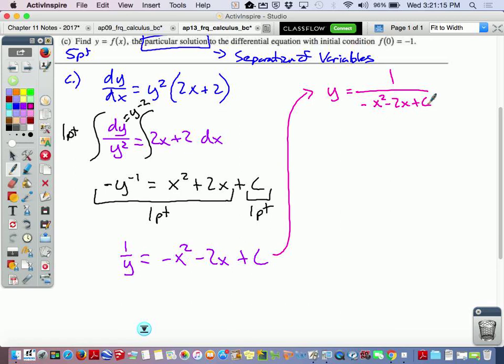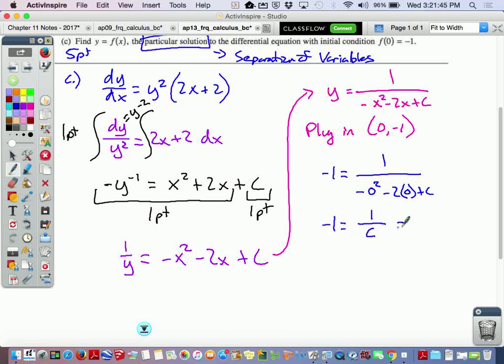Now I want to find my c value. So I need to use the initial point of 0, negative 1. When we do that, I'll plug in negative 1 for y, and we'll get 1 over negative 0 squared minus 2 times 0 plus c. What this tells me is I've got negative 1 equals 1 over c, which implies that c is equal to negative 1. So our final solution is y equals 1 over negative x squared minus 2x minus 1.